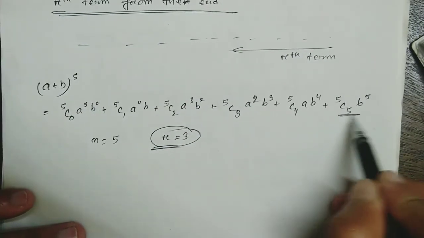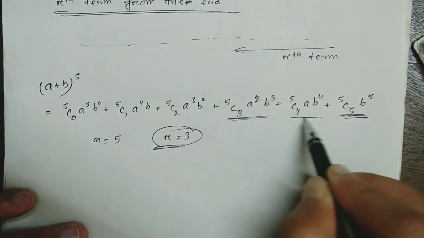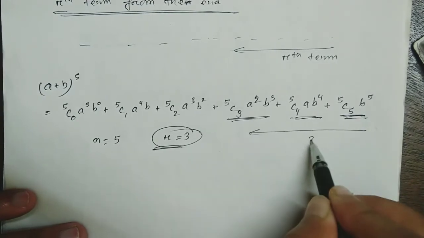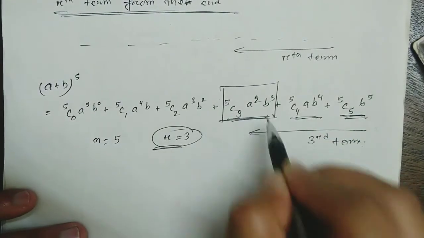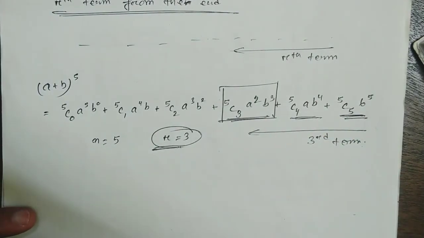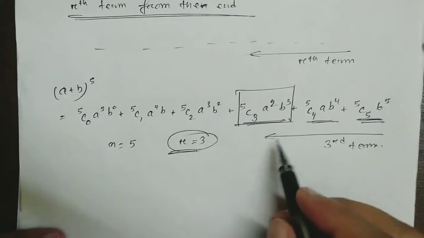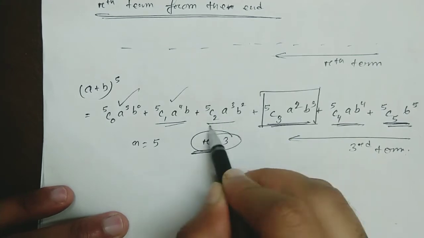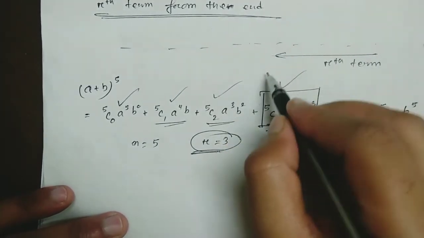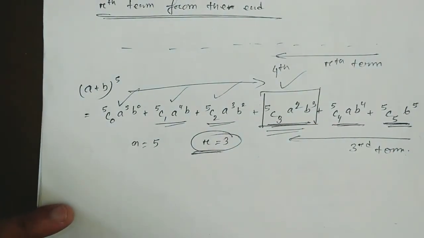If it is from the end, what is the rth term, or third term? 1 2 3. Okay, from this side this is the third term, so this will be the third term. But again, if I look from the beginning, then what is this term? From the beginning, this is the first term, this is the second term, this is the third term, this is the fourth term. Fourth from the beginning.